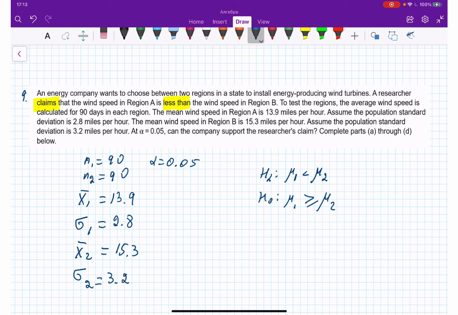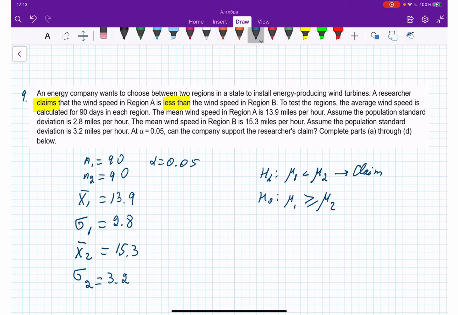We have our hypothesis test, and the first question is what is the claim. The claim is mu1 is less than mu2, which means the speed of wind in region A is less than in region B, which means we have a left tail test, right? Okay, now we need to find critical values.